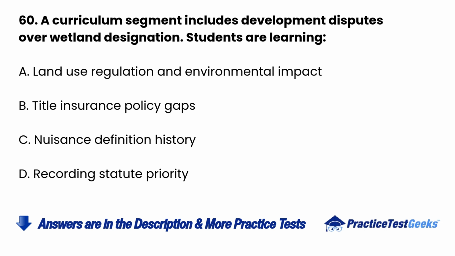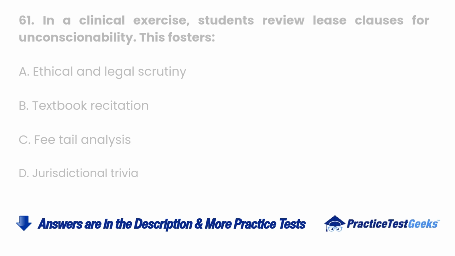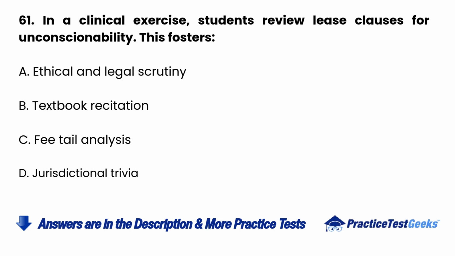60. A curriculum segment includes development disputes over wetland designation. Students are learning A. Land use regulation and environmental impact. B. Title insurance policy gaps. C. Nuisance definition history. D. Recording statute priority.